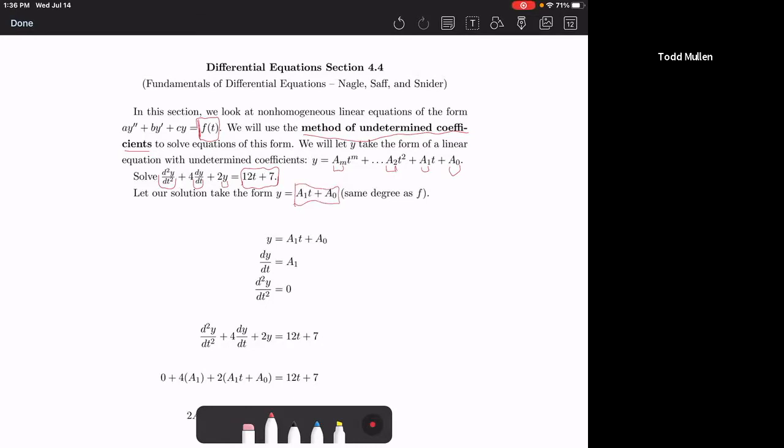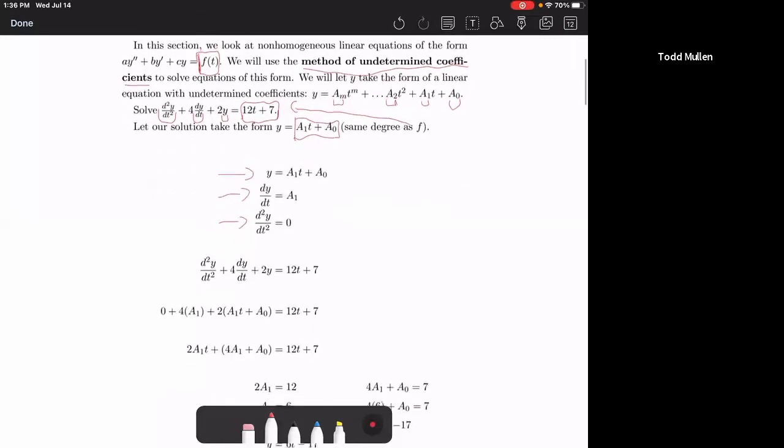We choose this linear because it has the same degree as f, the equation on the right, the non-homogeneity. If the non-homogeneity, say, were some cubic function, we would go with a3t cubed plus a2t squared plus a1t plus a0. But here, since it's just linear, we're just going to go with a linear equation. So we have y is equal to a1t plus a0. The derivative is just a1, and the second derivative is 0, so that's simple enough. We're going to plug this in and see how well it does at solving the equation.